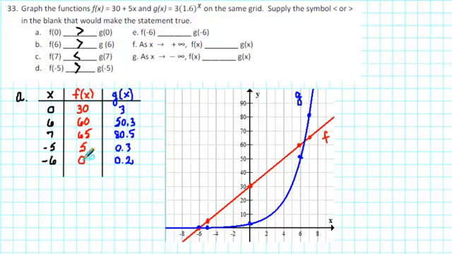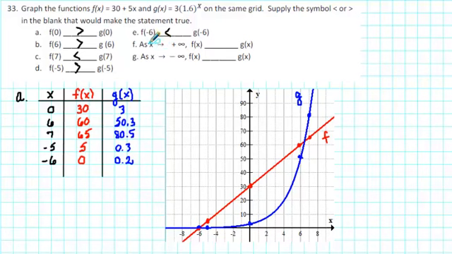At negative 6, f of negative 6 is 0, and g of negative 6 is approximately 0.2. 0 is less than 0.2, so f of negative 6 is less than g of negative 6. Now looking at the graph, it's kind of hard to distinguish the two. 0.2 and 0 are very close to each other. So from the graph, it's hard to tell which is greater, but using the table, it's clear.